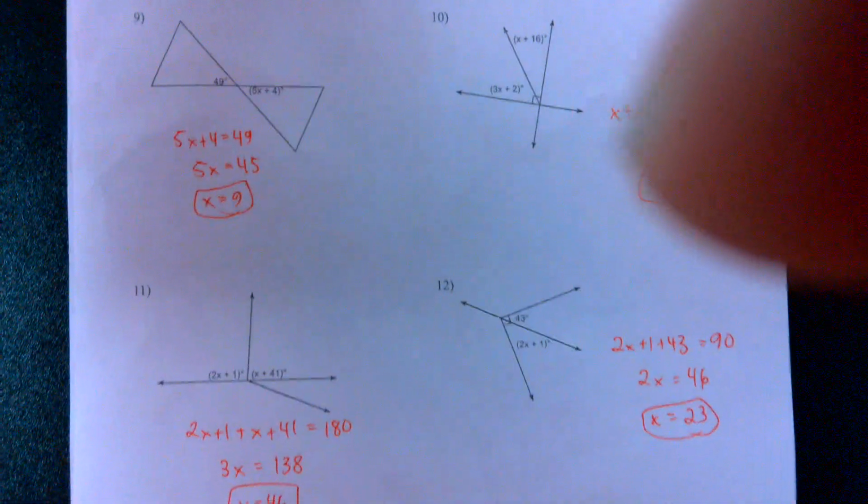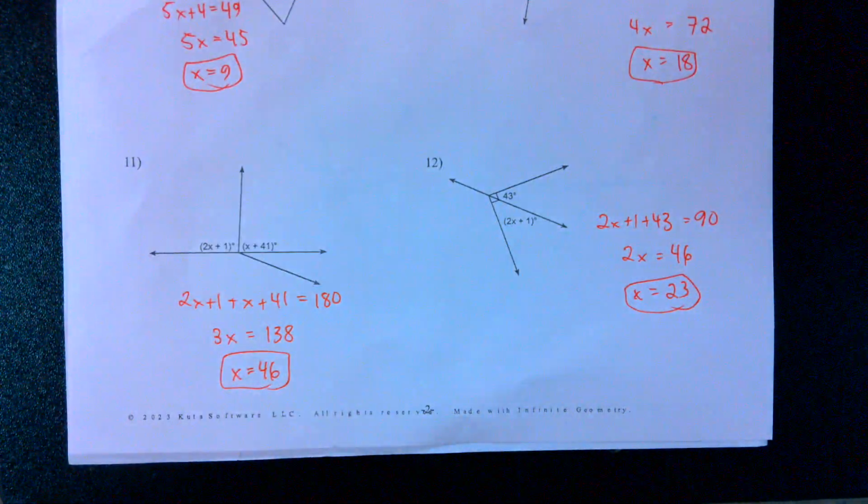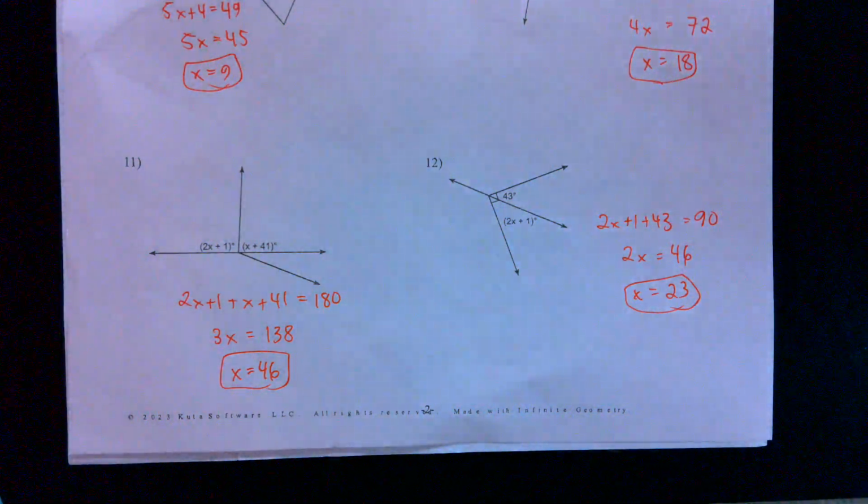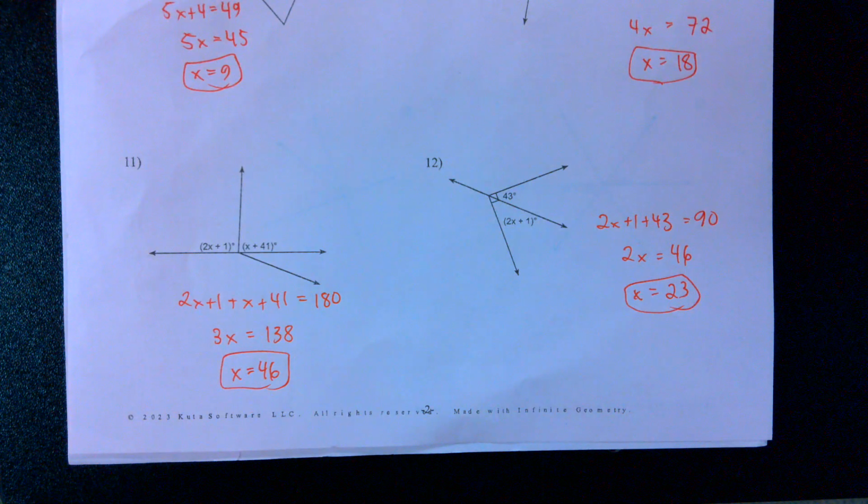Skipping past 7 and 8, we'll look at the bottom 4. If you got 46 and 23 on number 11 and 12, there you go. Yeah, you got it. 46, 23. Questions on page 2? We're all checking our work, right? Making sure it looks good? Okay, I trust you.